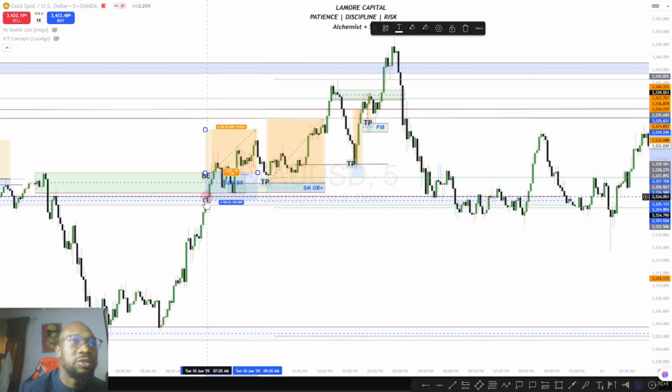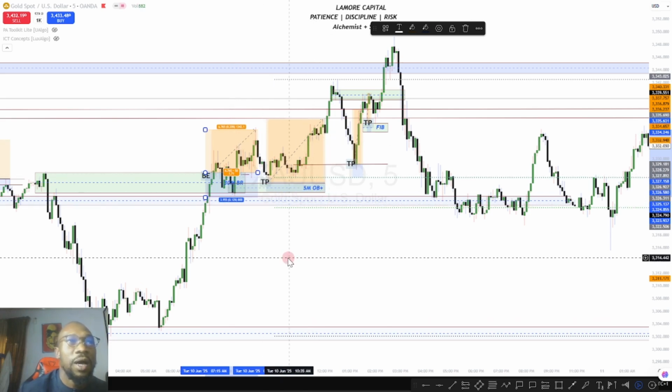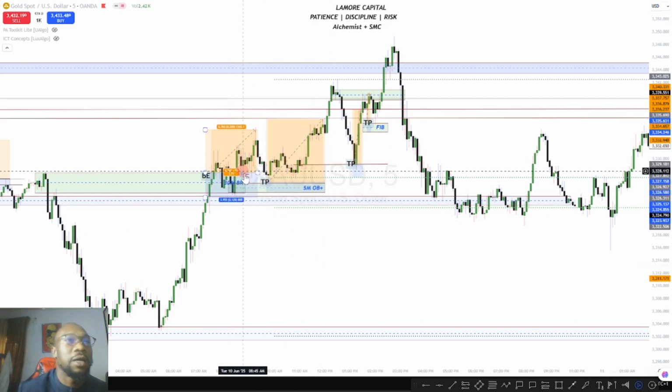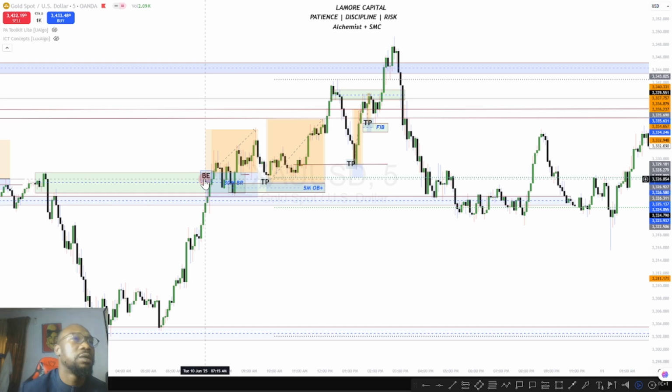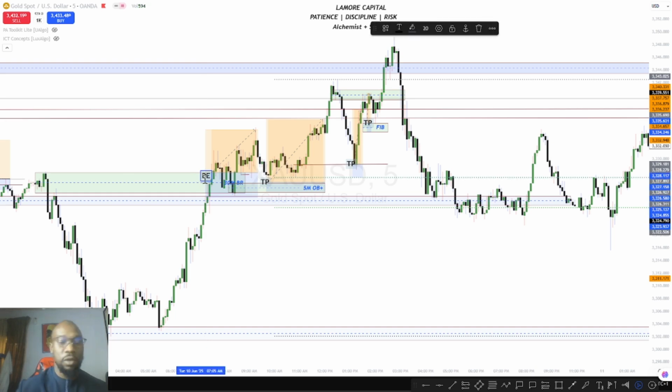So this particular trade, I actually caught a 2:1 RR. Very sure of that. I caught 2:1 RR. So that's how I actually smashed this particular trade. It wasn't a BE. It was a TP. So irrespective, this is a TP for me.